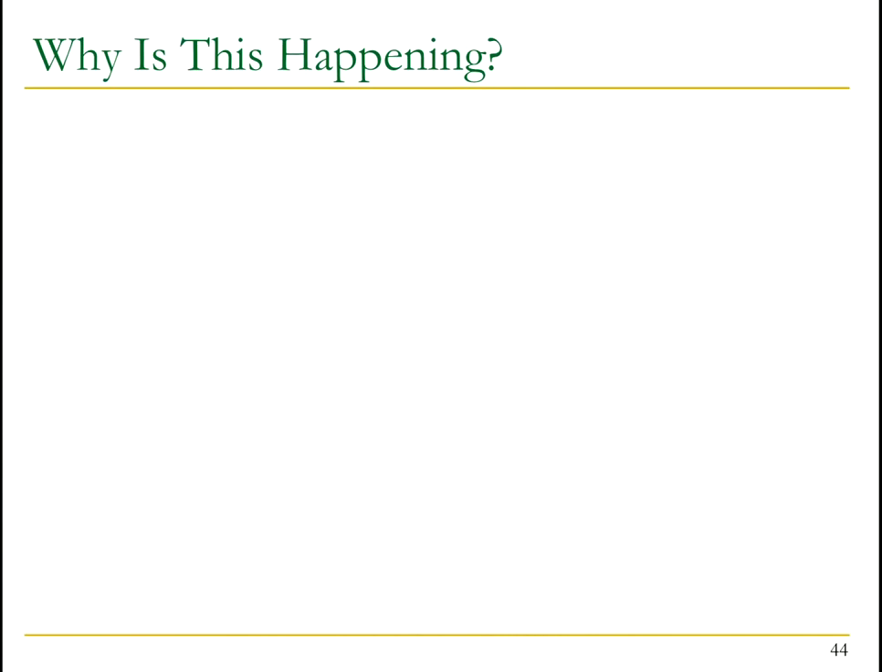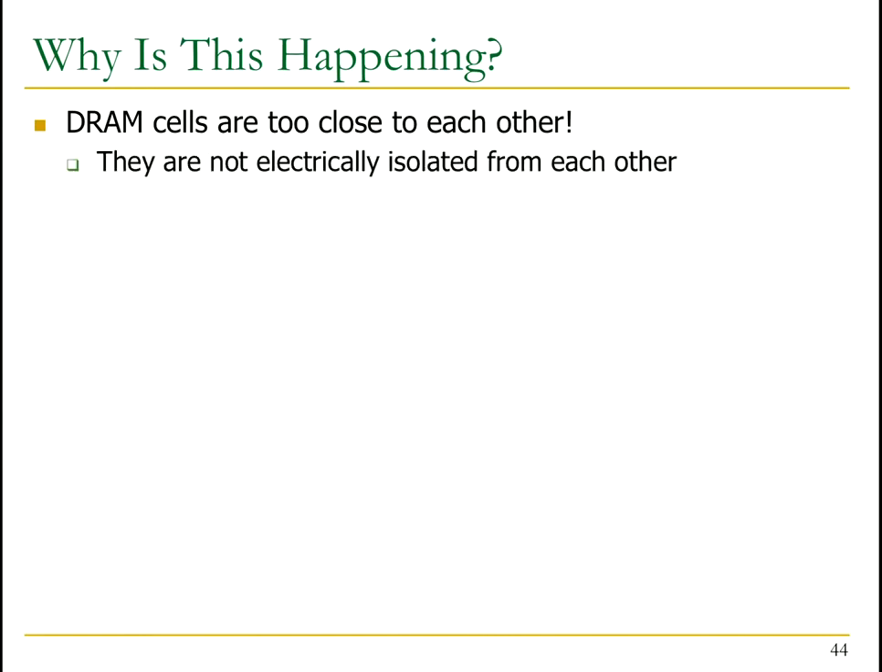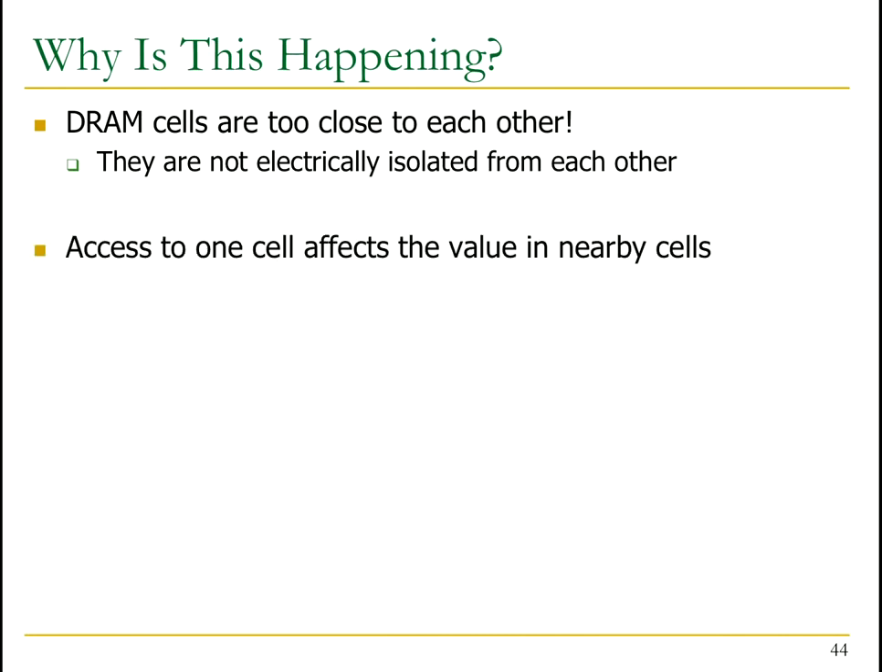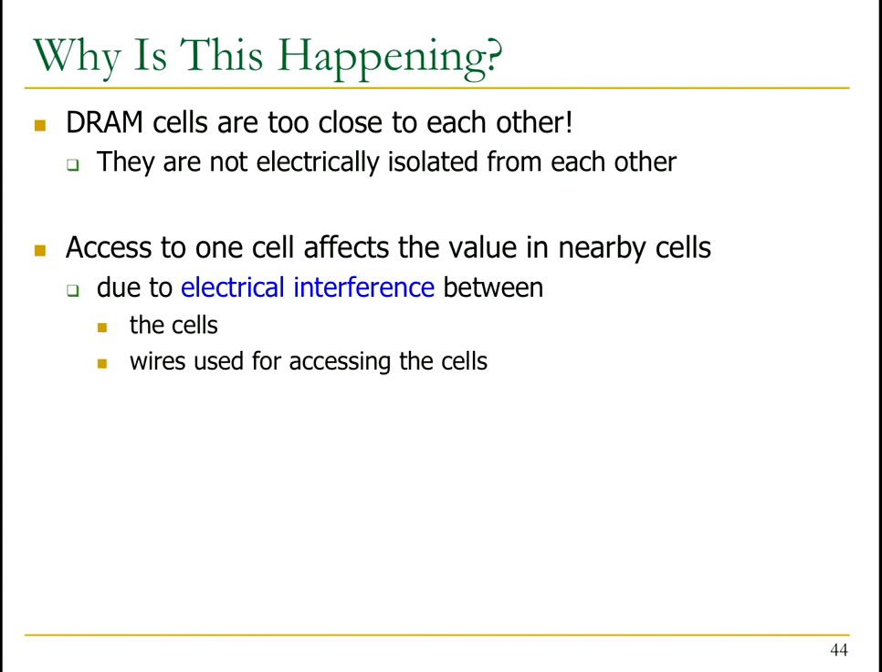One of the first questions you can ask once you observe this, right? I guess I've already given you the answer, right? DRAM cells are too close to each other. And why is this a problem? Because now they're not electrically isolated from each other, right? We've broken the electrical isolation. Whenever you access one cell, you're affecting some other cell a little bit in some way because the circuits are coupled to each other. So access to one cell affects the value in nearby cells due to electrical interference between two things. The cells, it's called cell-to-cell coupling, and the wires used for accessing the cells.